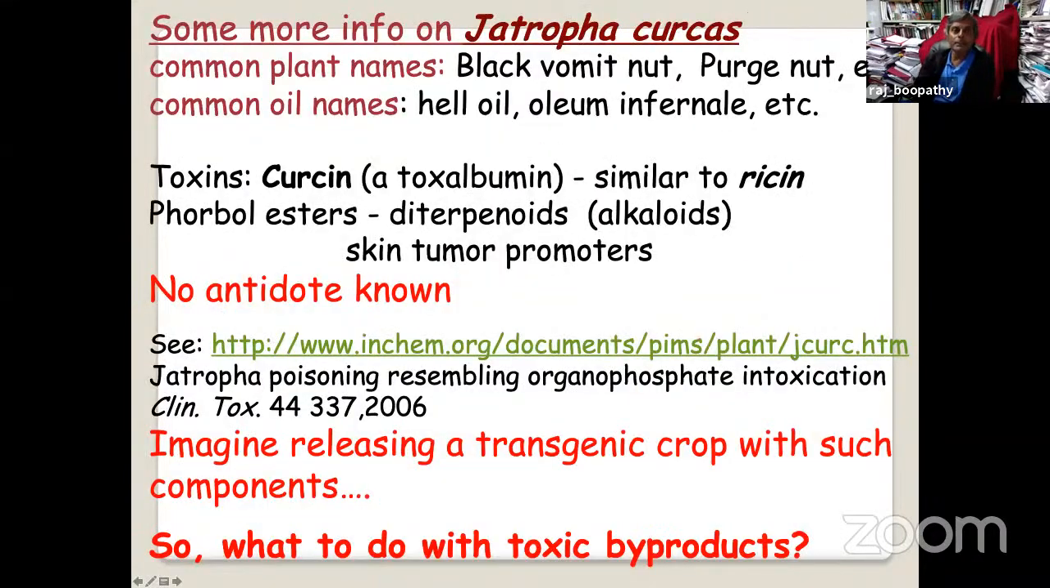So some more information on Jatropha. Its common name is black walnut nut, purge nut. Common oil name is hell oil. It produces this toxin. That's another problem. When you process it, you get this curcin, similar to ricin from another plant that I'm going to show you. So there's no antidote for this poison. Jatropha poisoning resembles organophosphate intoxication. So what to do with this toxic byproduct is another problem of Jatropha.